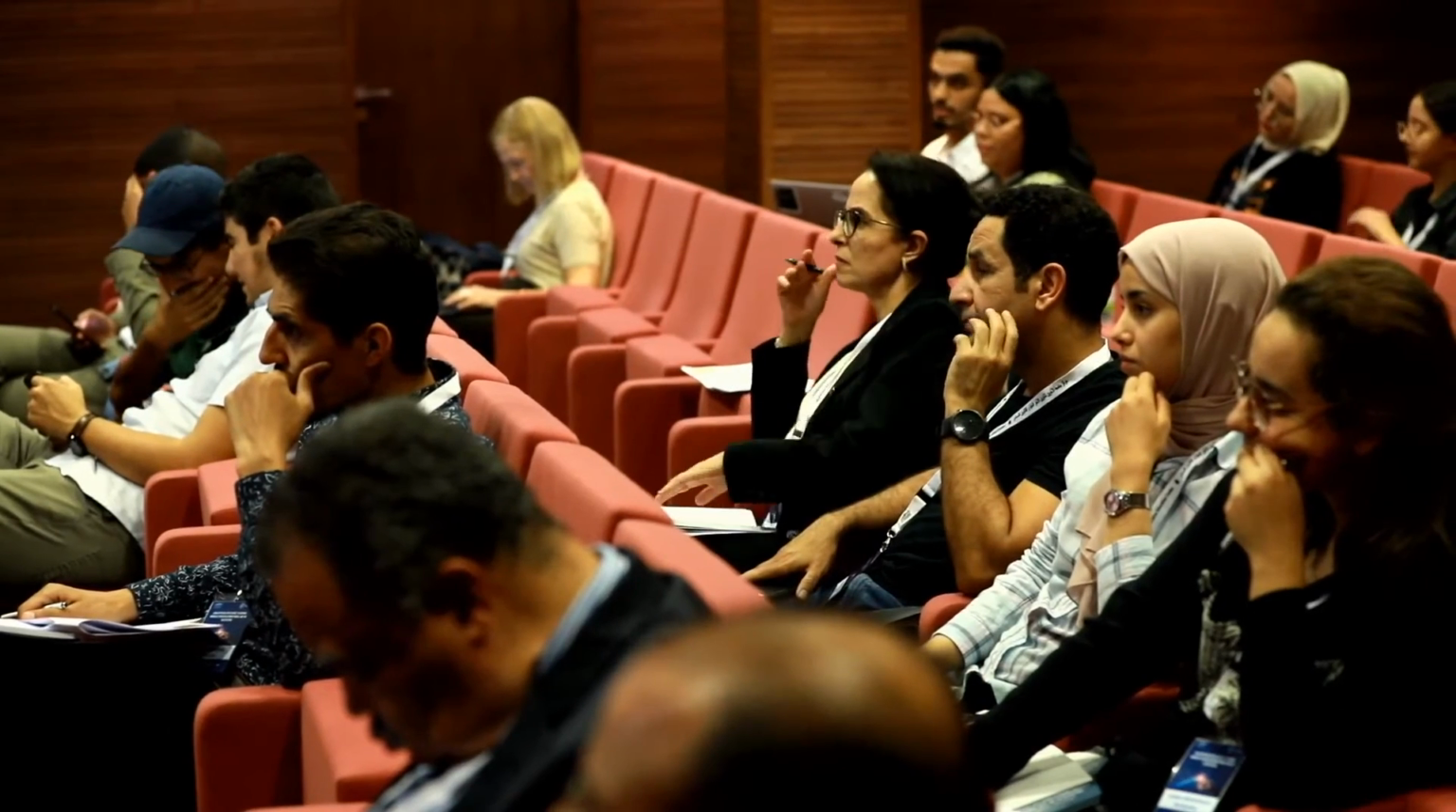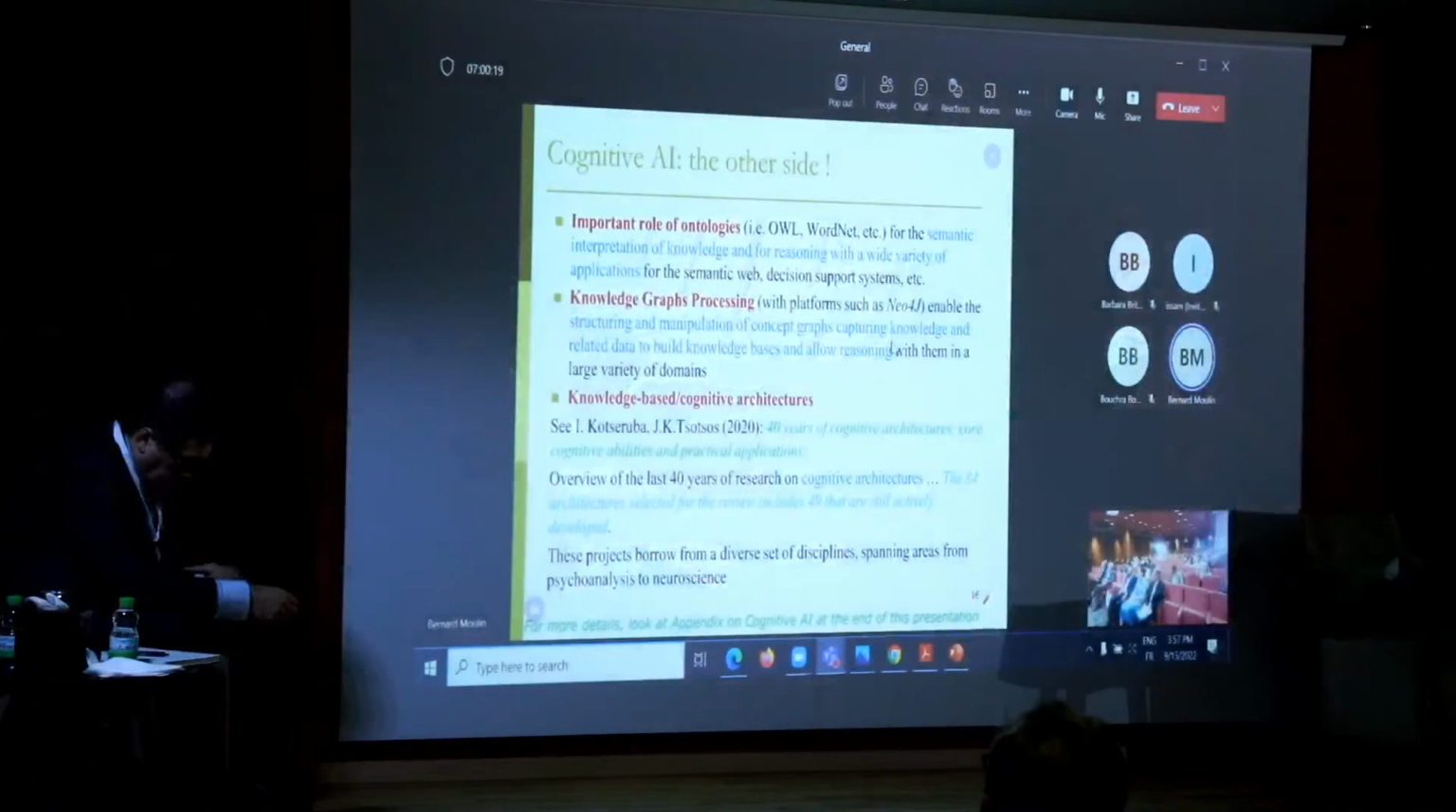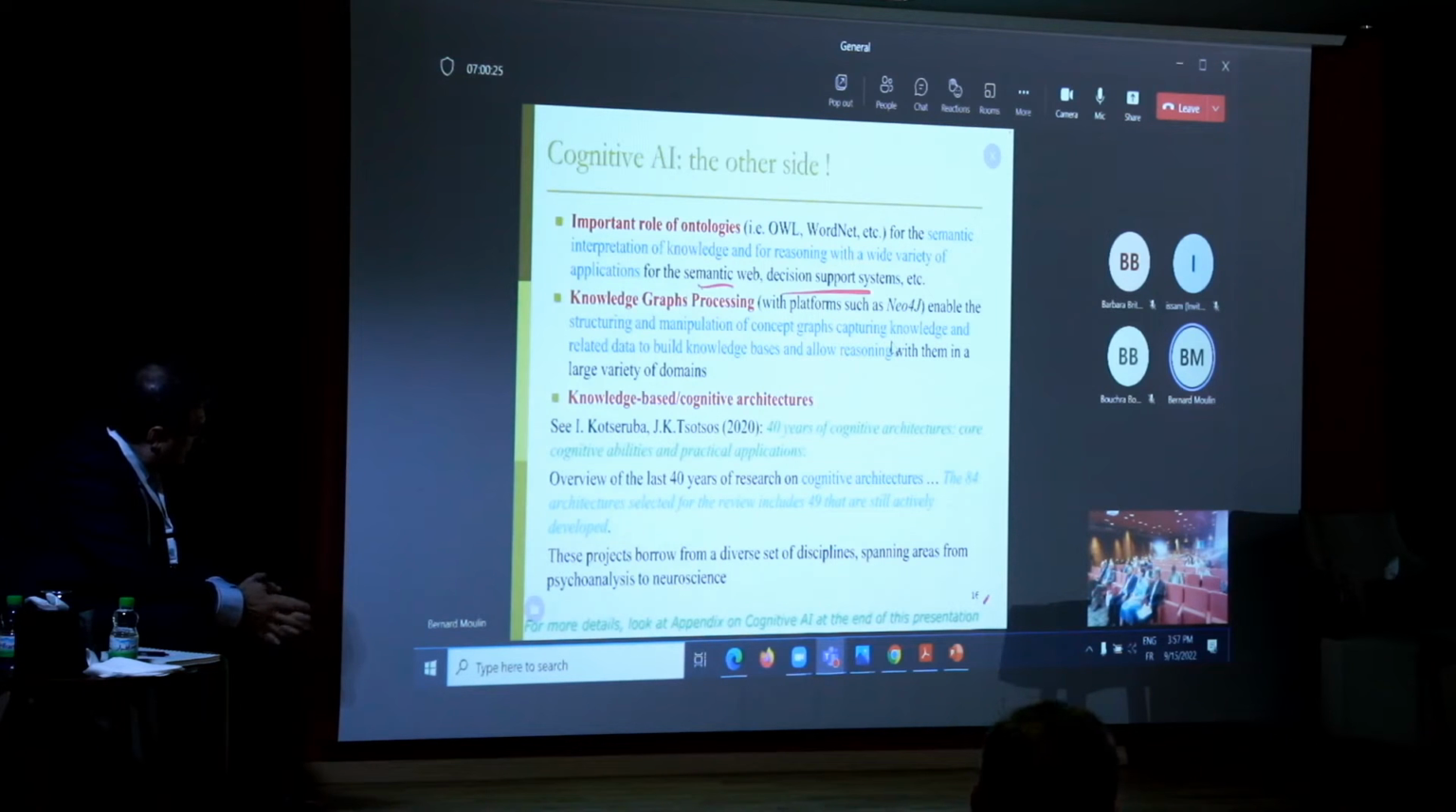For example, the important role of ontologies to develop semantic interpretation of knowledge and reasoning with a variety of applications for the semantic web, but for decision support systems. We are not addressing the same kind of problems, but they are very important problems for developing countries.